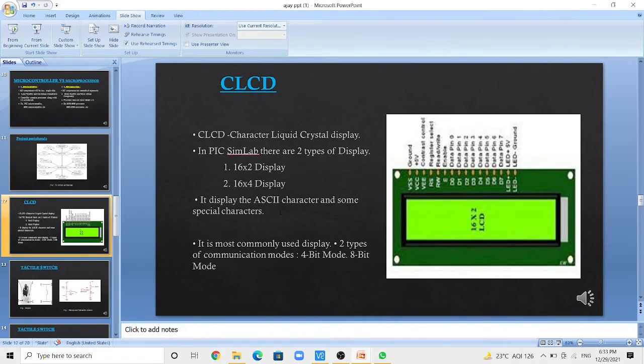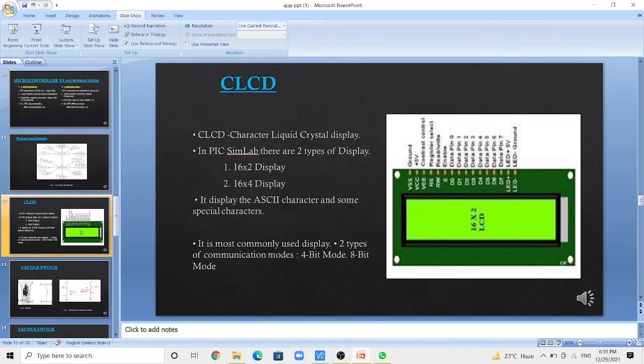What are the special characters? I hope you know that special characters are nothing but hash, @, dollar, percent, etc. Sorry, star is not a special character. These are the special characters and ASCII characters. This most commonly used display has two types of communication modes. One is 4-bit mode and another one is 8-bit mode.